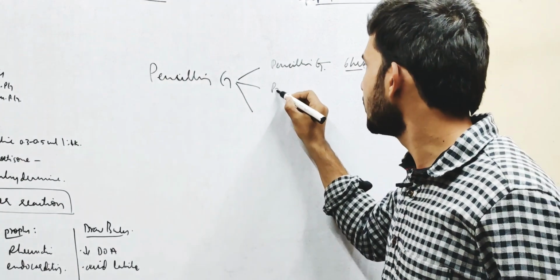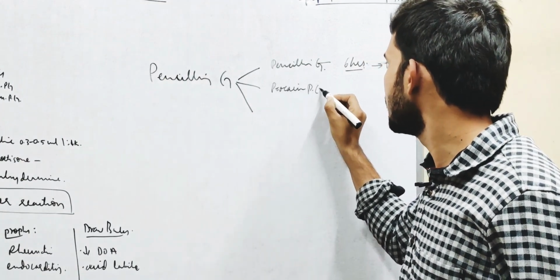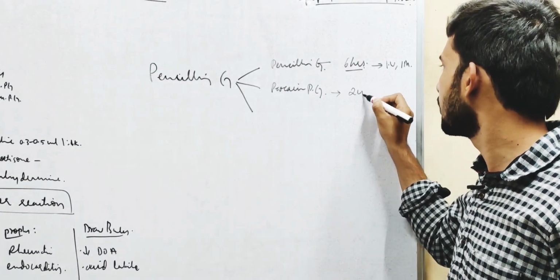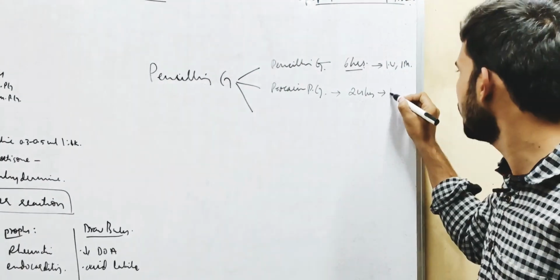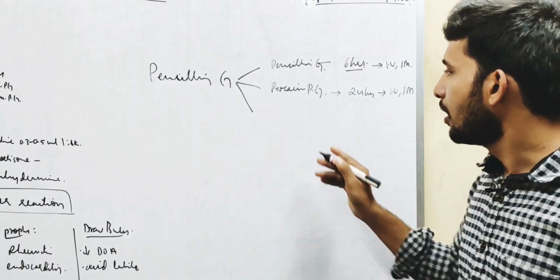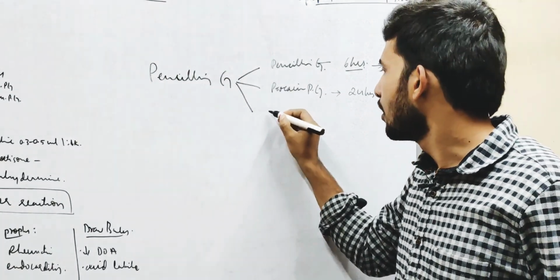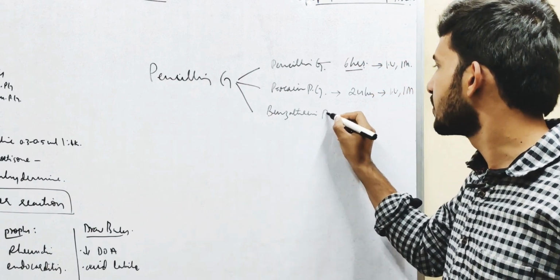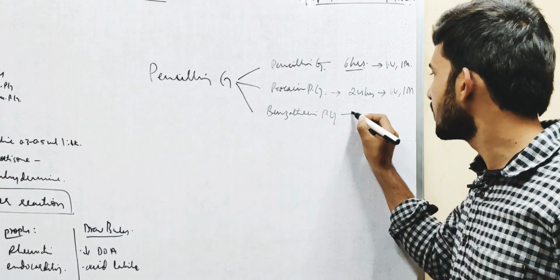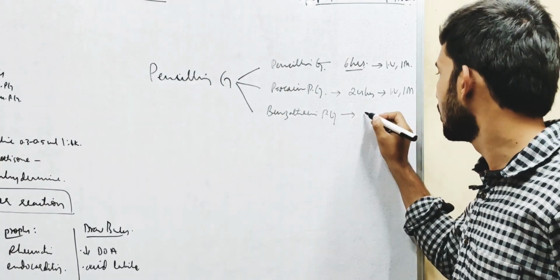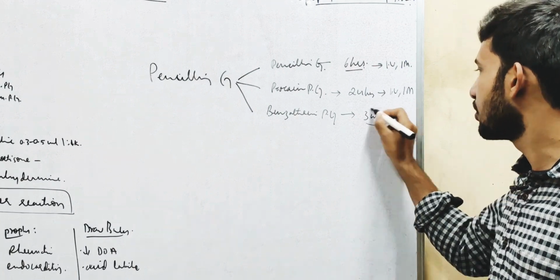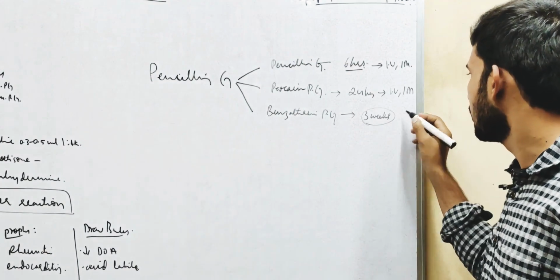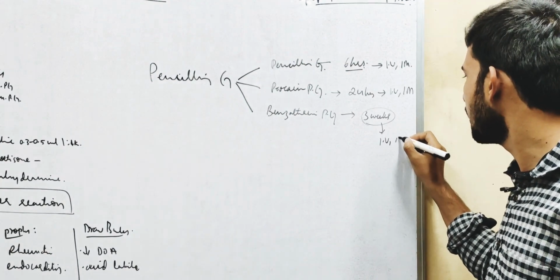And we have procaine penicillin G. So this is another type of penicillin G, and its duration of action is up to 24 hours, and this is also given through IV and IM. And we have the third penicillin G, benzathine penicillin G. Okay, and this benzathine penicillin G has a duration of action of up to 3 weeks. So if the dose is given, it will act up to 3 weeks. Even this is given through IV and IM.